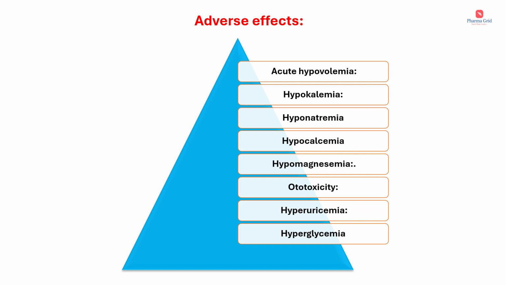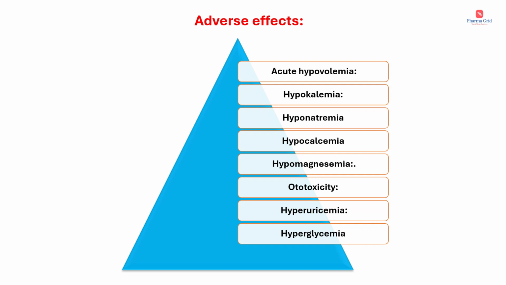Adverse effects of loop diuretics include acute hypovolemia, hypokalemia, hyponatremia, hypocalcemia, hypomagnesemia, ototoxicity, hyperuricemia, and hyperglycemia. So, under acute hypovolemia, loop diuretics can cause a severe and rapid reduction in blood volume with the possibility of hypotension, shock, and cardiac arrhythmias.